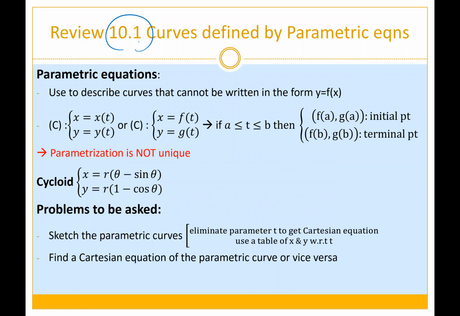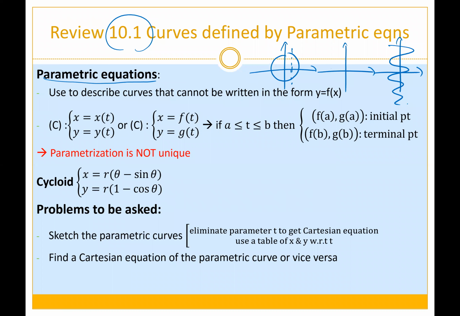So first of all is section 10.1, curves defined by parametric equations. Parametric equations are used to describe curves that cannot be written in the form of y equal to f(x). Some of the curves that you usually see in this form are circles, hyperbolas, or ellipses, or sometimes we can have 3D curves, especially those like a cycloid. It has to be represented in parametric curves, because one way that you can think about it is that for each value of x, it can give more than one value of y.